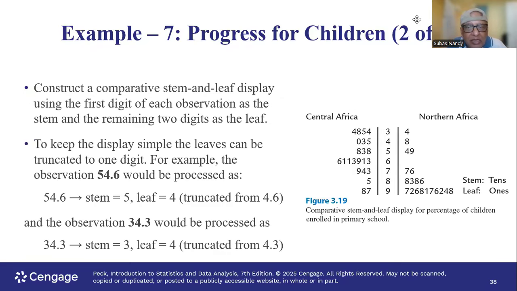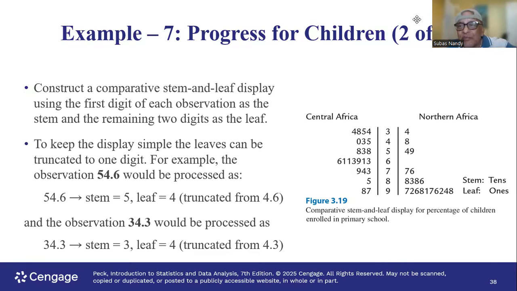Well, they did not divide it into three low, three high, or four low, four high. They just kept stems of three, four. Remember, on the left you have Central Africa data, on the right you have Northern Africa data. Leaves for Northern Africa are on the right of the second vertical line, and leaves for Central Africa are on the left of the first vertical line. The stems are in the middle.